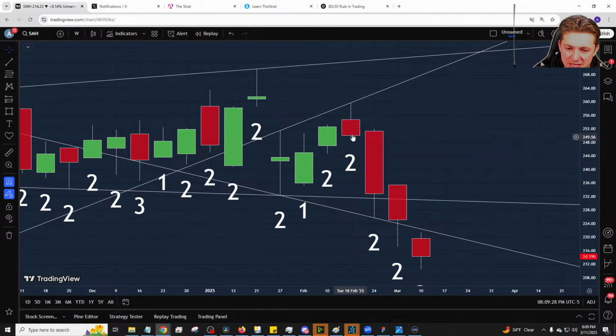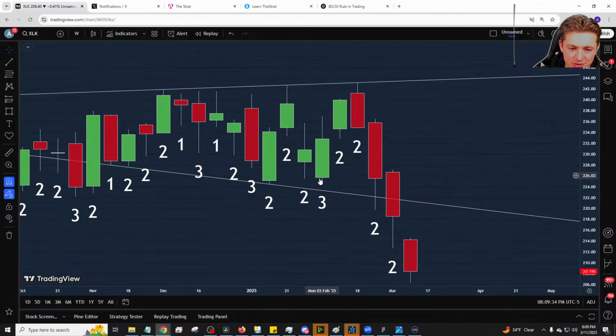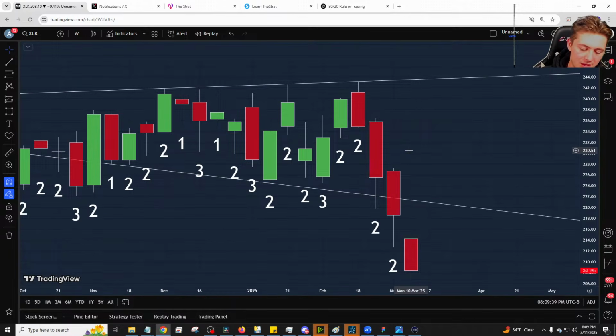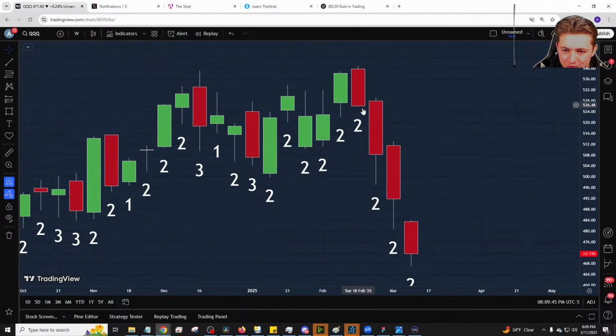But the semiconductors and AMD broke at the same time. The technology sector had the 2-2 reversal. You draw right to left. It's going down there at the same time. When we go to the SPY, you had the 2-2 reversal at the same time. They're selling the whole market. QQQ, 2-2 reversal at the same time. They're selling all of tech.